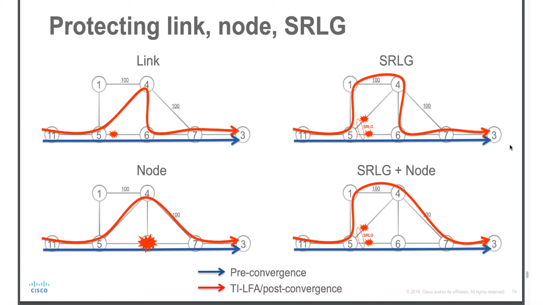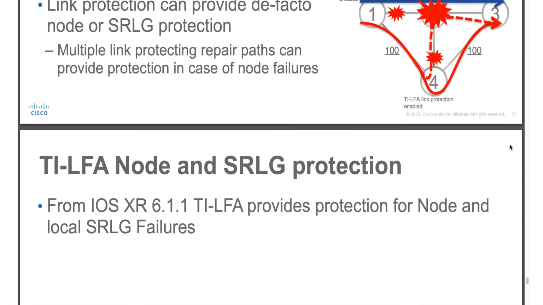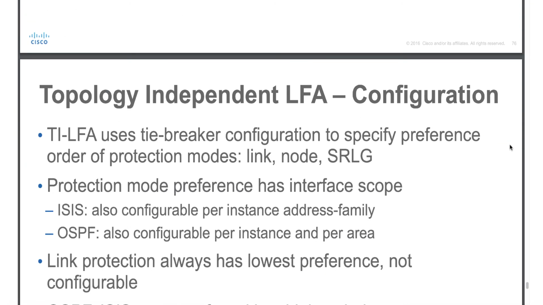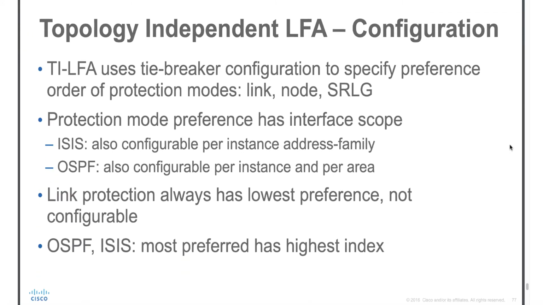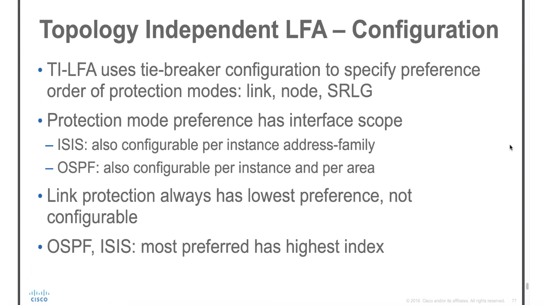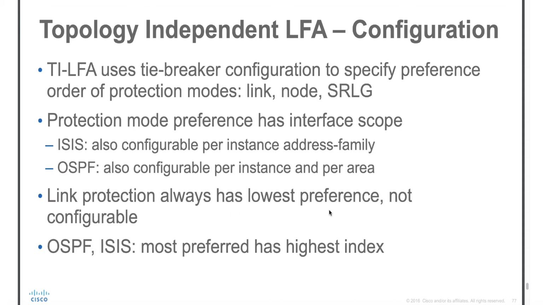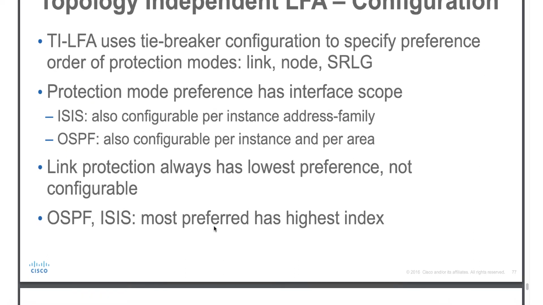Just to continue further, there is one more thing in TI-LFA, that is something called the tiebreaker rules. So let me scroll down a couple of slides. But before that, it says TI-LFA uses a tiebreaker configuration to specify preference. The preference is the order of protection mode, whether we want to protect link, node, or SRLG. And it clearly says link protection always has the lowest preference, and this is something you cannot configure.